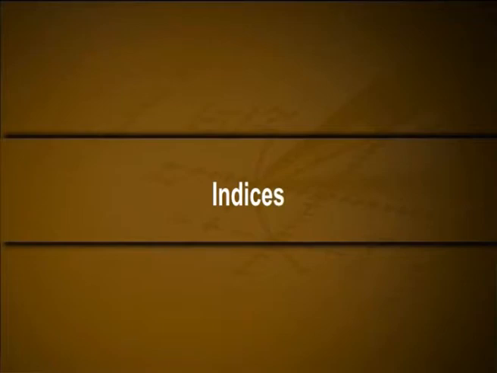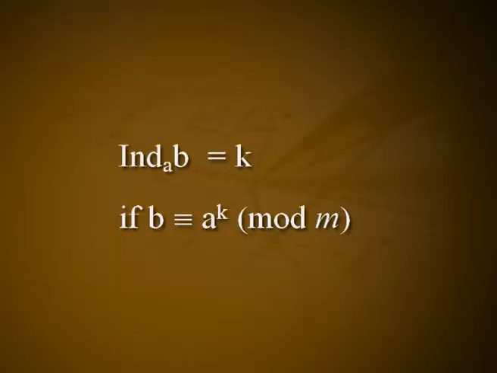Indices. Definition: let a be a primitive root belonging to an integer m. For any integer b coprime to m, if b is congruent to a raised to k mod m, then k is called the index of b modulo m relative to the primitive root a. We write symbolically ind_a b equal to k if b is congruent to a raised to k mod m, or simply ind b equal to k whenever it is clear which primitive root is referred to.